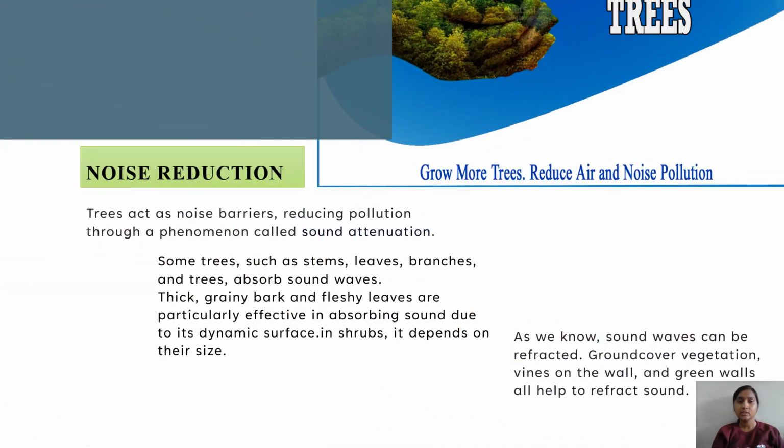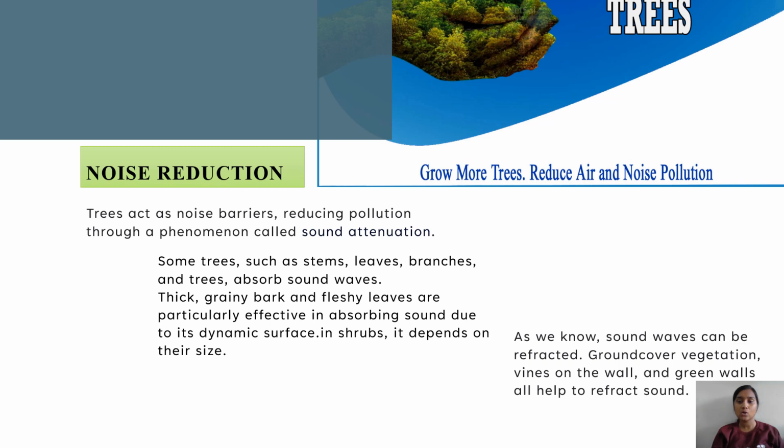Noise reduction. Trees act as noise barriers, reducing noise pollution through a phenomenon called sound attenuation. Parts of trees, such as stems, leaves, and branches, absorb sound waves. Thick, rough bark and fleshy leaves are particularly effective in absorbing sound due to their dynamic surface. In shrubs, it depends on their size.